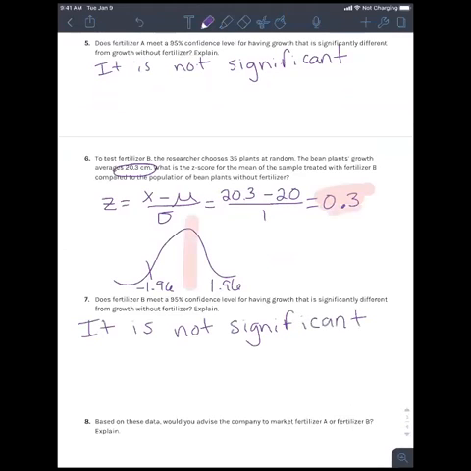Based on these data, would you advise the company to market fertilizer A or fertilizer B? So which one would you prefer using those? Remember that your Z-score tells you how far above or below average something is. So would you use fertilizer A or would you use fertilizer B, and why? If you need help, tell me in the chat. So, Jocelyn, your answer is good.